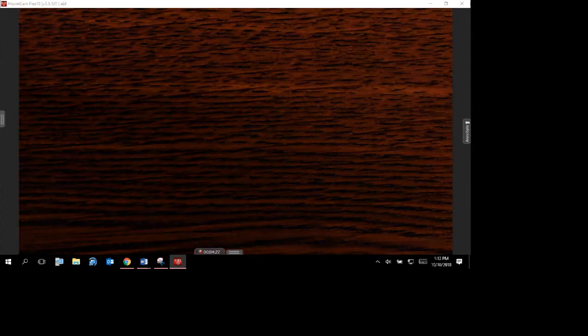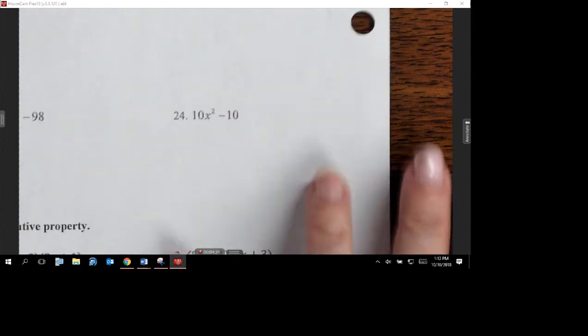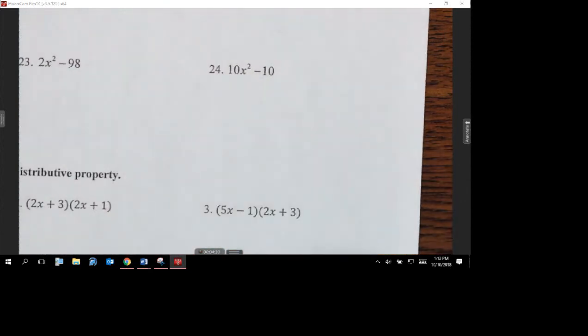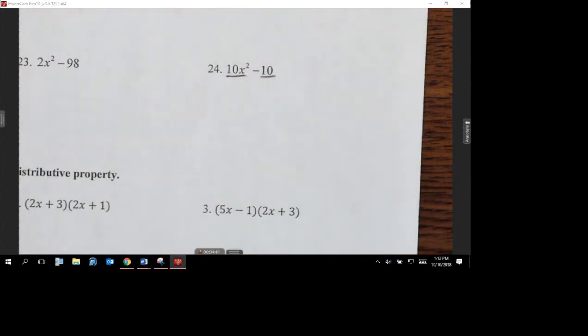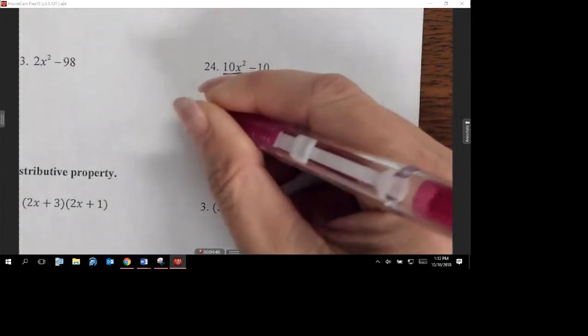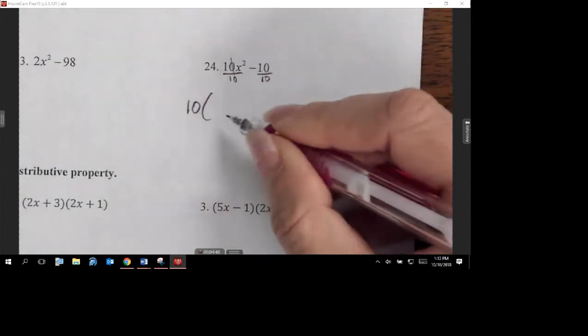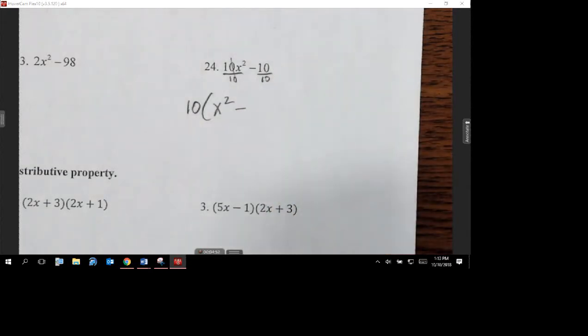24. Can you tell me what is the very first step factoring always? Greatest common factor. GCF, greatest common factor. Is there a greatest common factor between these 2 terms? Yep. 10. We pull out that 10. Left over here we have x squared minus, there's a 10 over 10, 1.